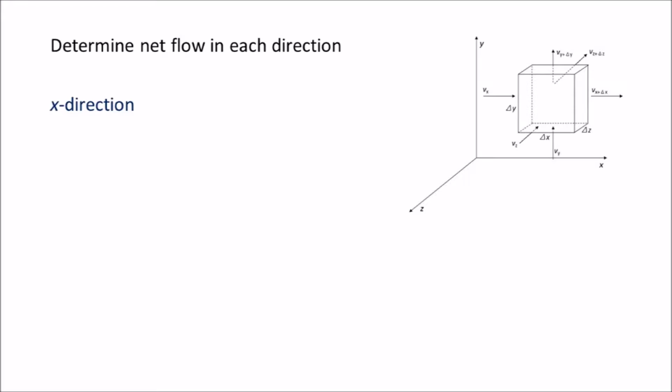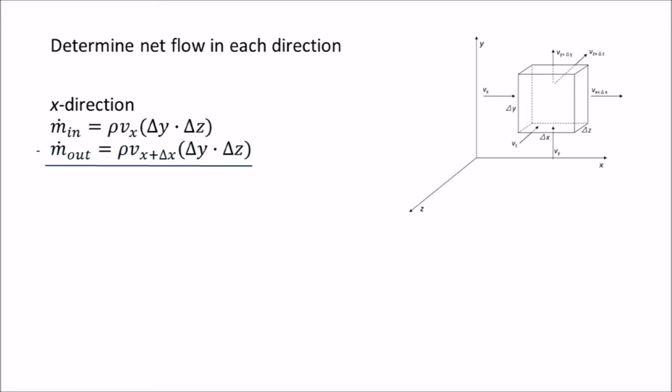Beginning with the x direction, we can write our mass flow rate in as the density times the entering velocity times the cross-sectional area of the face through which it enters. We get a similar term for our mass flow rate out, except we now use the exiting velocity. Our net flow is then the difference between these two terms, which is the product of density, the entering velocity minus the exiting velocity, and the area of the face through which they flow.